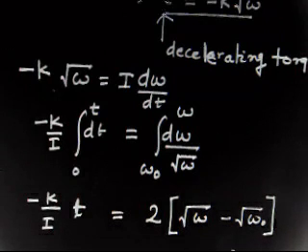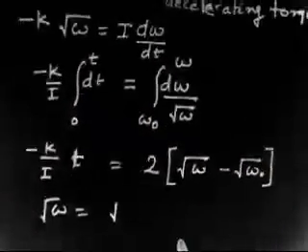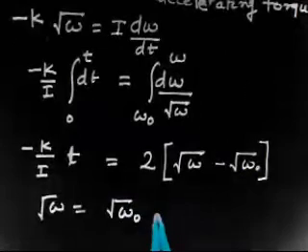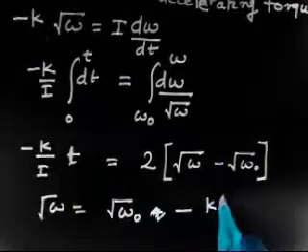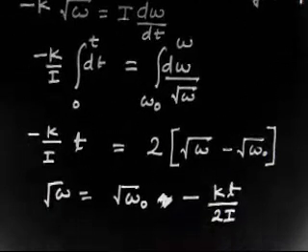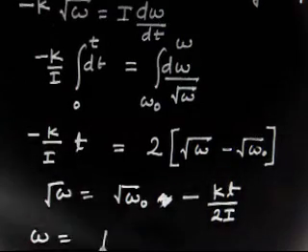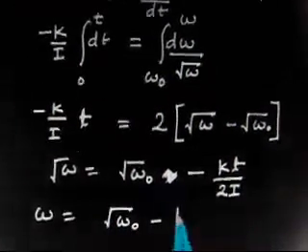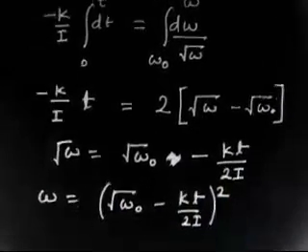Are you getting? So for omega, you can write under root omega as under root omega naught plus or minus kt by 2I. So this will be under root omega. Now if you square, you can get omega. So omega will be under root omega naught minus kt by 2I raised to the power 2. So this is my omega.